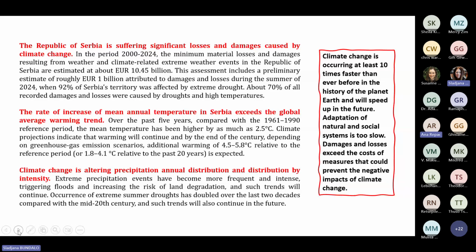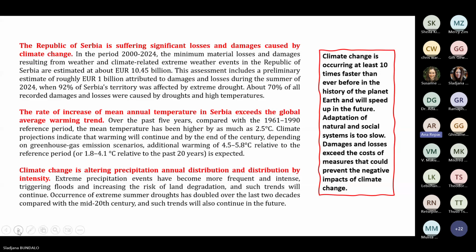Okay, at the beginning, please let me tell you that the Republic of Serbia is suffering significant losses and damages caused by climate change. Within the period from 2000 to 2024, according to our latest NDC, the minimum material losses and damages resulting from weather and climate-related extreme weather events in the Republic of Serbia are estimated at about 10.45 billion euros. This estimation also includes the preliminary analysis of roughly 1 billion euros attributed to damages and losses during only one summer, the summer of last year, when Serbia was affected by extreme drought. About 70% of all recorded damages and losses were caused by drought and high temperatures.